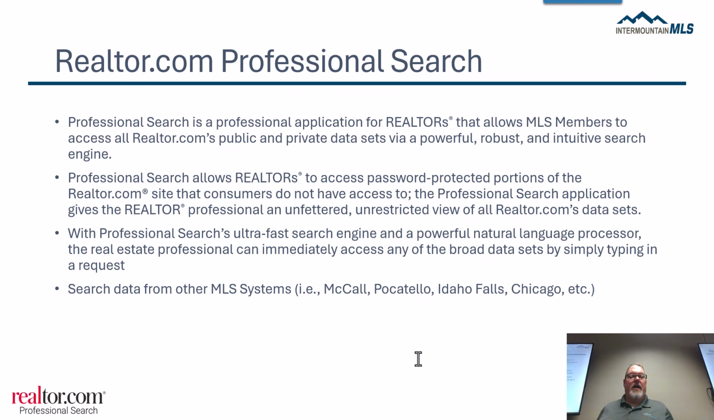The Realtor.com professional search is the agent side of Realtor.com. So anything on Realtor.com throughout the country, you have access to search. You're not limited just to the properties within the Intermountain MLS. Like it says here, search data from other systems, McCall, Pocatello, Idaho Falls, Chicago. And because it's a tool for agents, there isn't any advertising. When you bring up a property, you're going to see the brokerage and agent contact information to reach out to them. It's only accessible from the MLS Gateway page. There's not an app or anything, but it can be pretty useful.